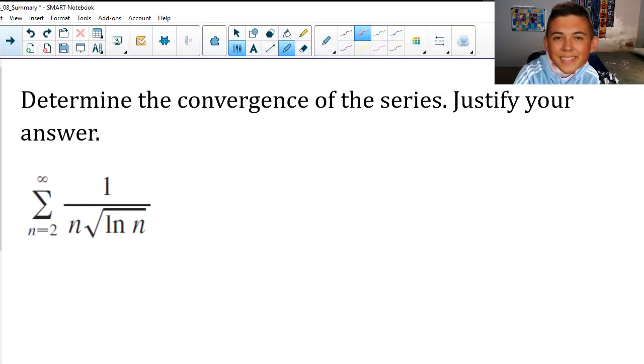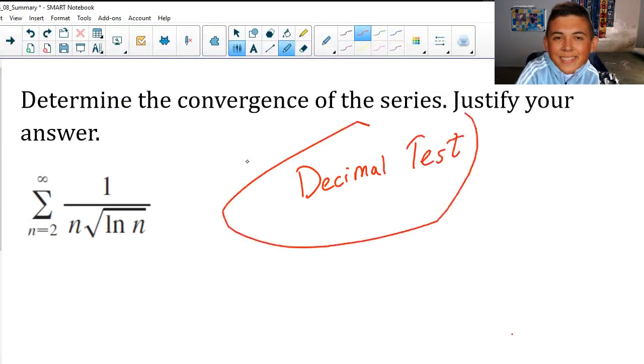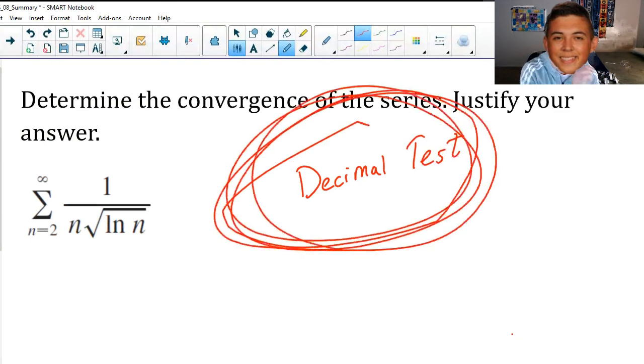I'm not thinking alternating series. I don't suppose there's a fraction test we're about to learn. No, but we have, in this case, we do want to use the decimal test. Right? That's the most important test that we're going to learn here.